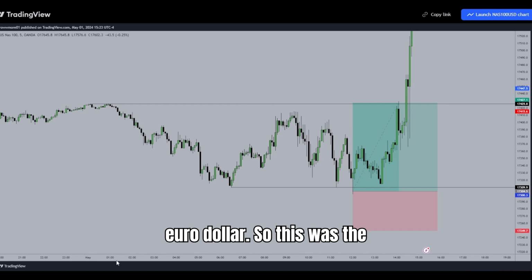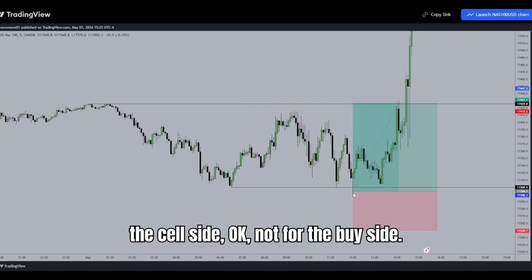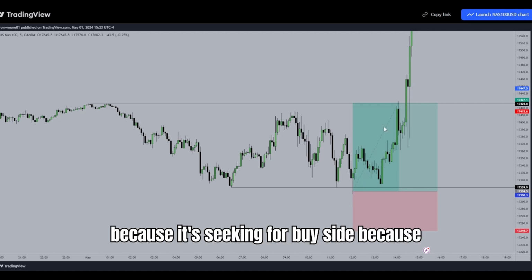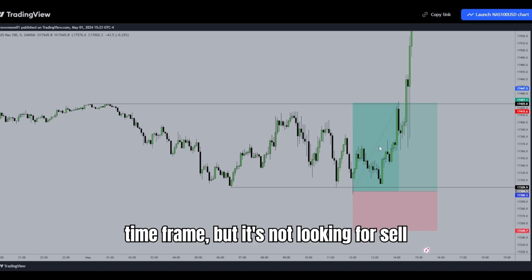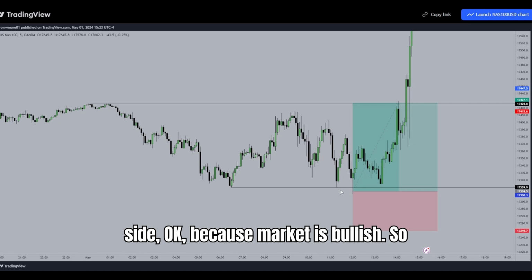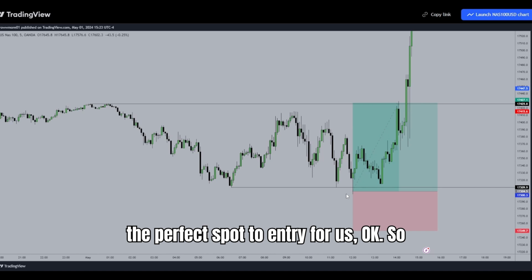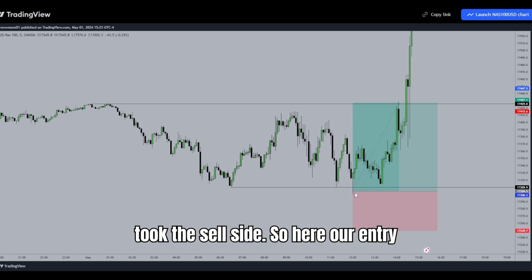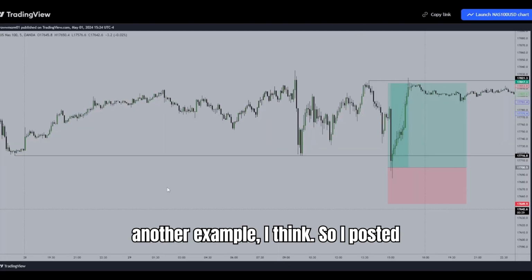So this was the bullish run. The liquidity grab happened for the sell side, not for the buy side. For the buy side it was a liquidity run, because it's seeking the buy side, because the market scenario is bullish on a high time frame, but it's not looking for sell side. Because the market is bullish, whenever the sell side is taken, that's the perfect spot to enter for us. So over here there was a liquidity grab, it took the sell side, so over here our entry will be. Now let's go on another example.